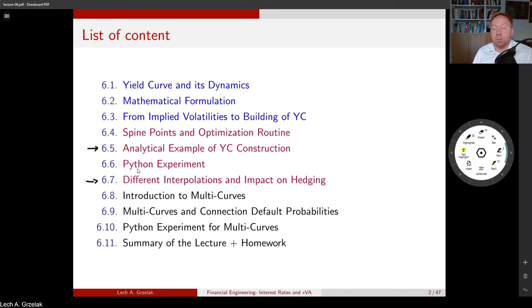I think this is one of the most important lectures in this course, and I think you will benefit a lot if you really understand how the yield curve can be constructed, what are the important elements that you have to concentrate on. I hope you enjoy it.